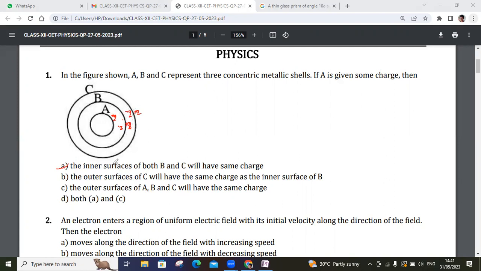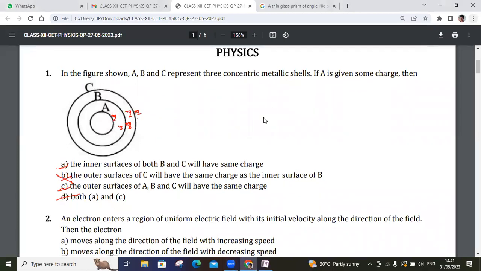So that is plus Q and this is minus Q. So this is not the same charge, so B is wrong. And C: the outer surfaces of A, B, and C will have the same charge, plus Q, plus Q, plus Q. That's correct. So option D is the correct answer. Then we will go for the next question.